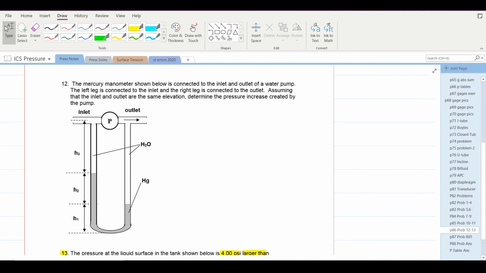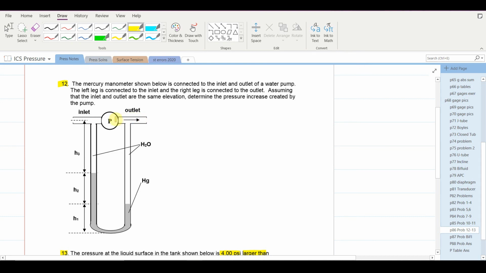So the last one here is problem number 12. It's kind of interesting. It says a mercury manometer is connected to the inlet and outlet of a water pump. So here's that manometer. The left leg is connected to the inlet. The right leg is connected to the outlet.